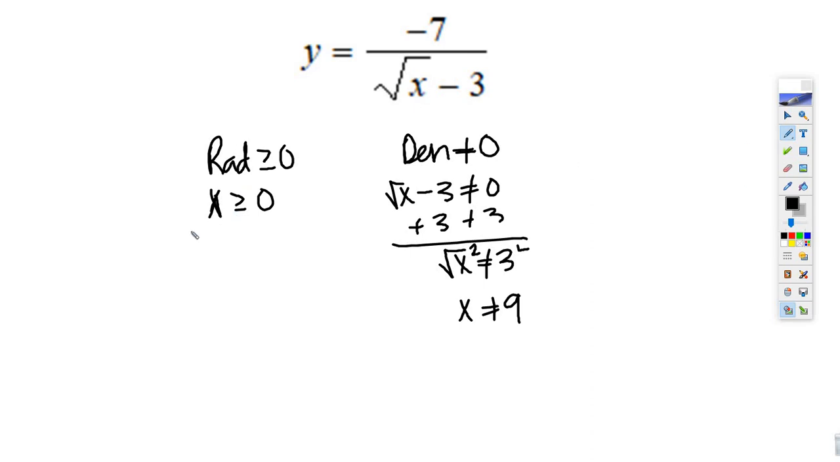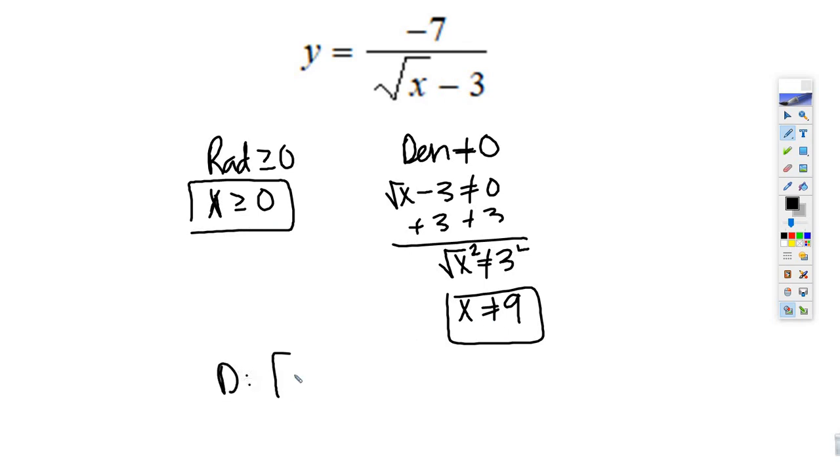Okay, so I have to consider both of these things. So this says for my radical that I can take the square root of anything 0 or bigger. But this says, well, you can't make the denominator 0. So you can do this part, x greater than or equal to 0, you just can't be 9. Okay, so my domain would then be 0 to 9, and we're going to disclude 9 to positive infinity.